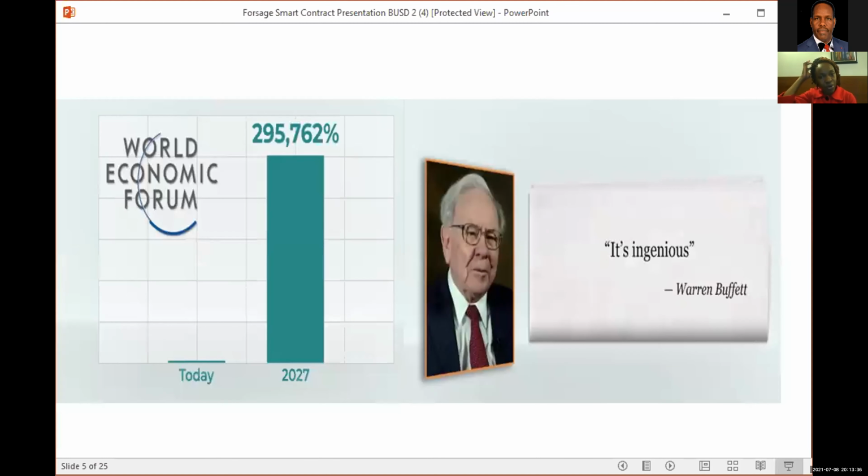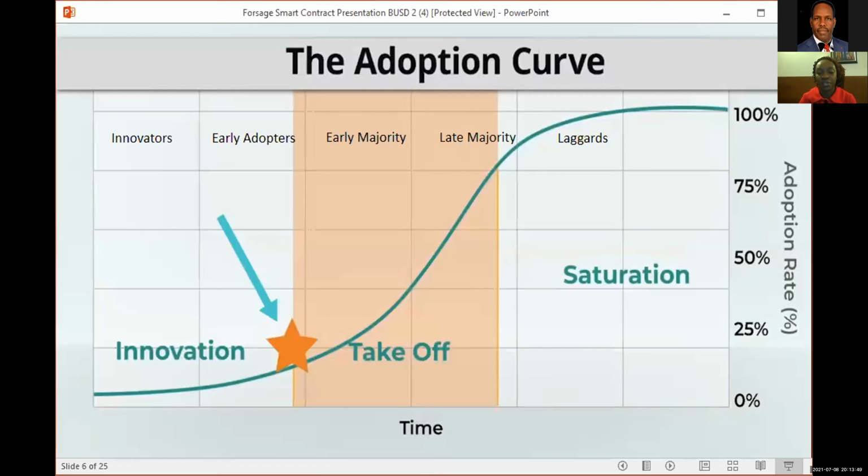Even people like Warren Buffett, who have been dealing with the cryptos, especially in the fiat space, doing traditional businesses for such a long time, say this is ingenious. The space of cryptocurrency is fantastic. So definitely that is something that we can also look up to and look out for.